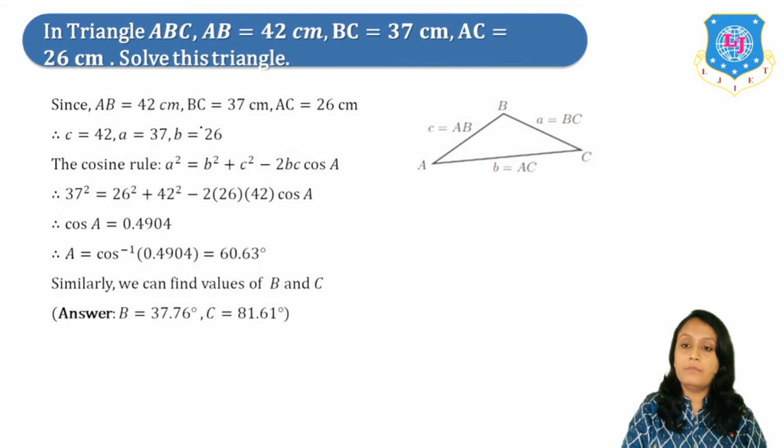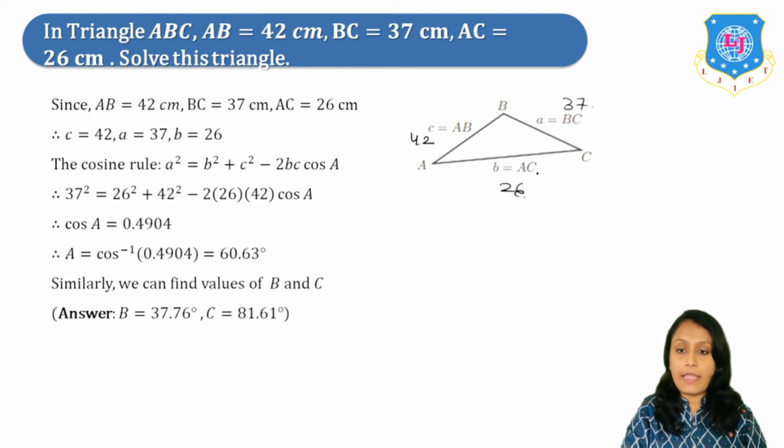Alright, now let's solve one more example. In triangle ABC, AB is given to you, that is 42 centimeter. BC is given, that is 37, and AC is given 26. We have to solve these triangles, means we need to find all the angles.